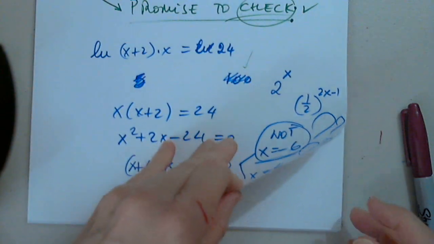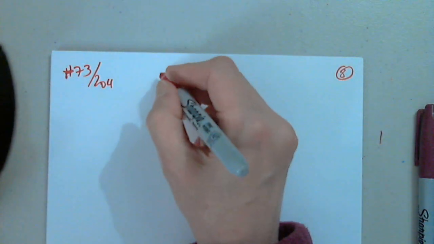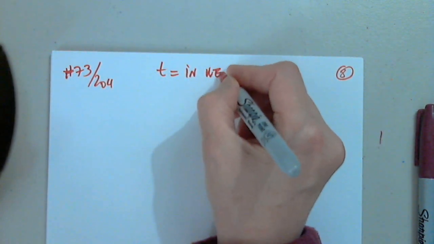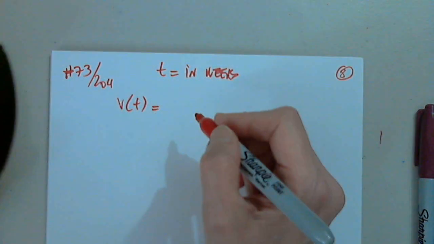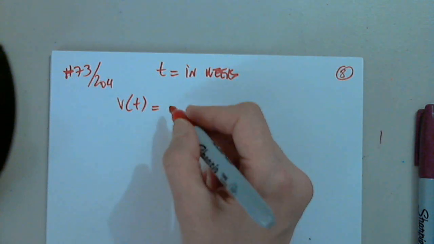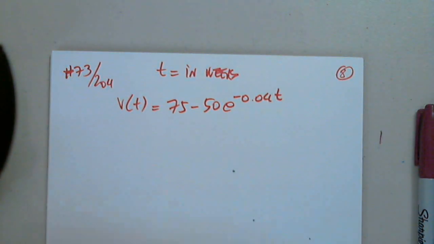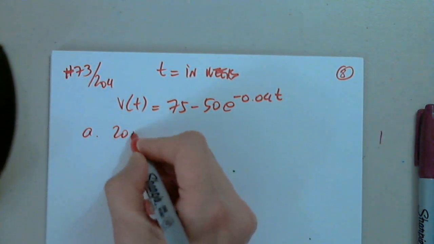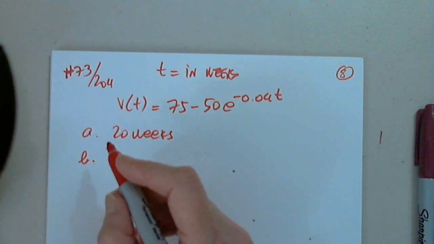So we always, when we read a problem, I highly recommend take notes. We all forget. So this is 73 on 204, and I have T in weeks. Then I will copy the function, V of t, the value, function of time, which is in weeks, 75 minus 50 e to the -0.04t. Fine. What is the value of the share after 20 weeks? That's part A. Part B, what was the original purchase price of the share?